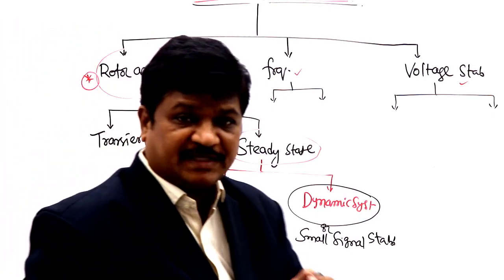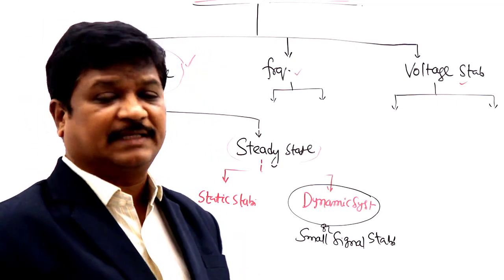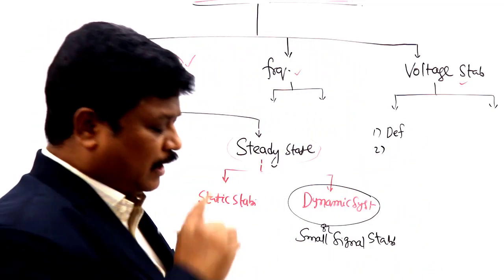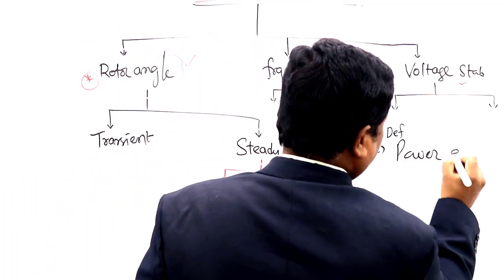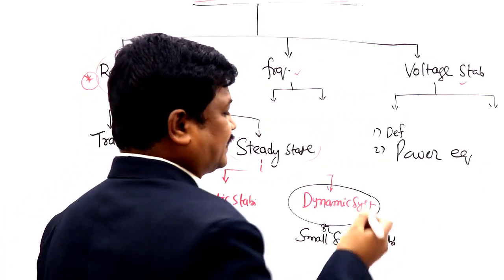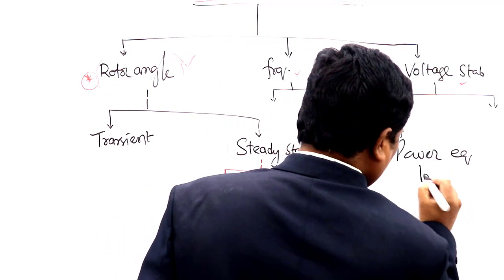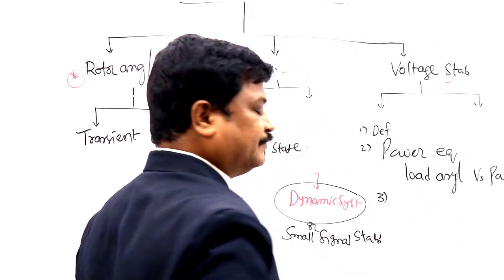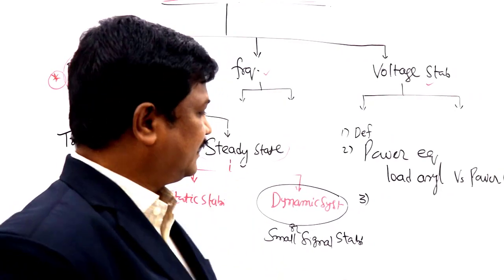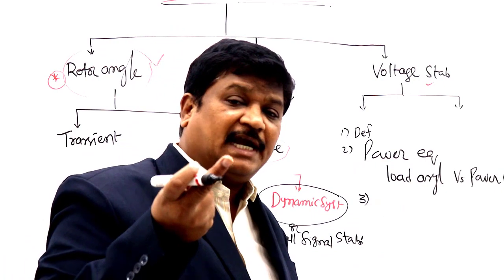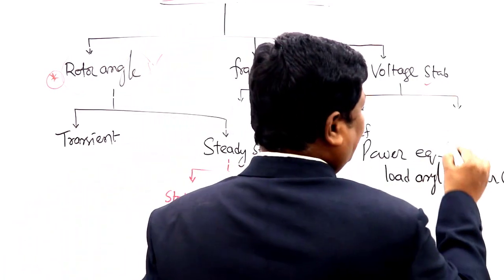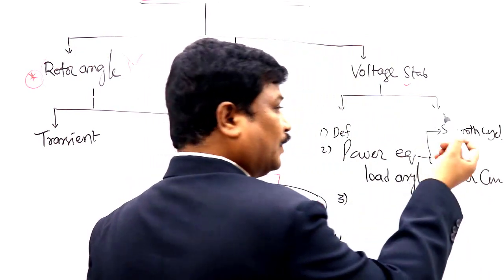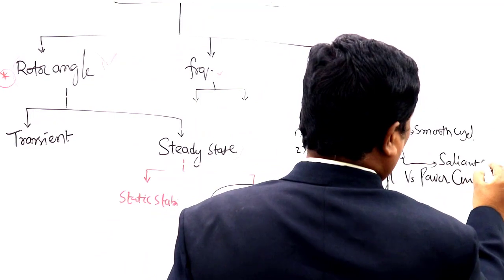So, what topics do we have to cover in rotor angle stability? Number one, definition of stability. Number two, power equations, and after knowing the power equations, load angle versus power curves. Number three, swing equations. The power equations we have to see for smooth cylindrical alternator, and also for salient pole machine.